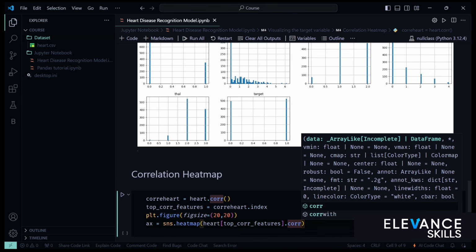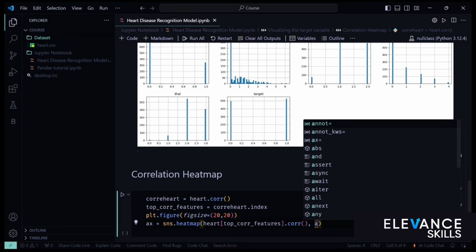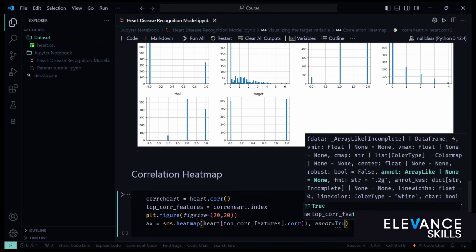The heat map visualizes this correlation matrix, with the annot=True parameter adding the correlation values directly onto the heat map, making it easier to interpret. The cmap parameter sets the color palette for the heat map, and figsize again controls the size of the plot.